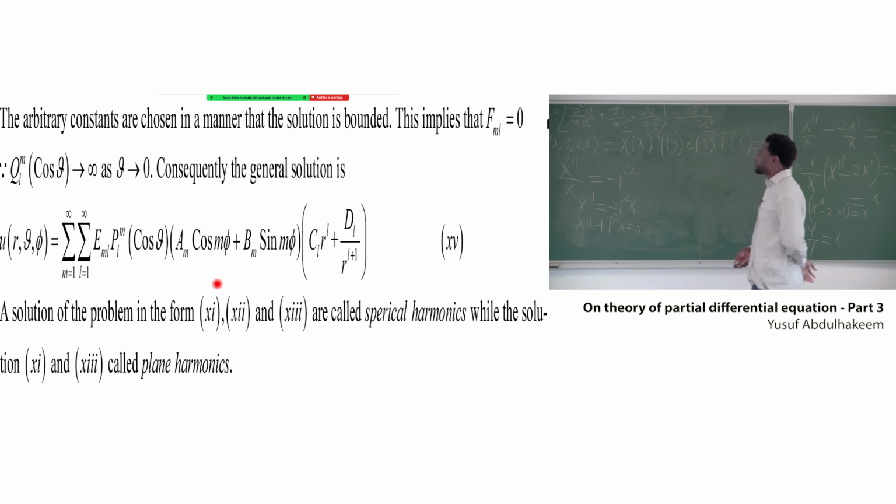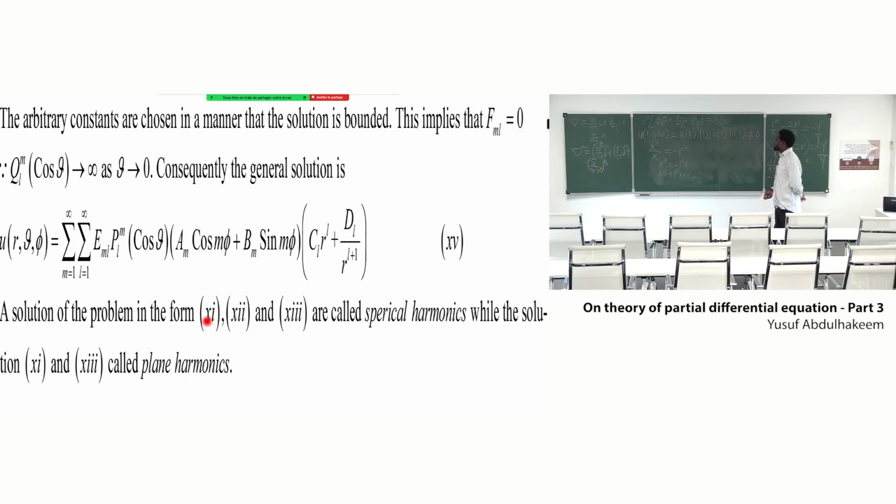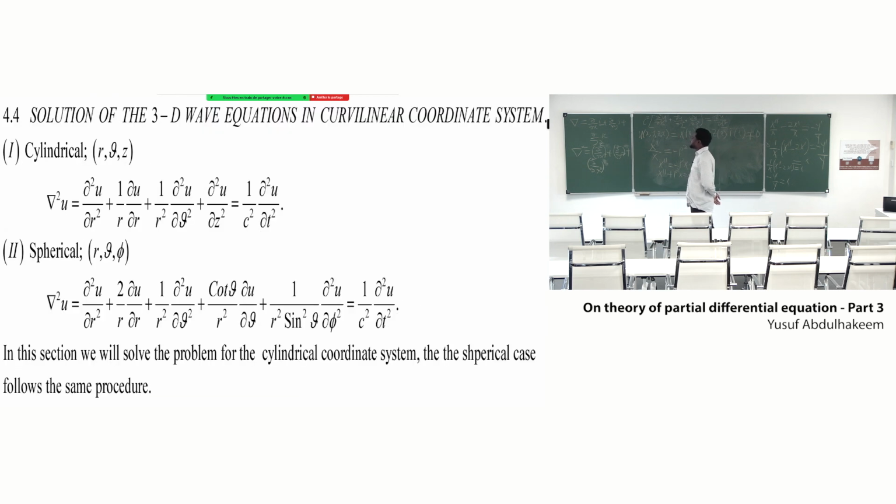A solution of the problem in the form of 6, 7, and 8 is called the spherical harmonic, while the solution in the form of this can also be called the plane harmonic, excluding this one. The 3 of them can be called spherical harmonics, but these 2 can be called the plane harmonics. So that is how we have that.